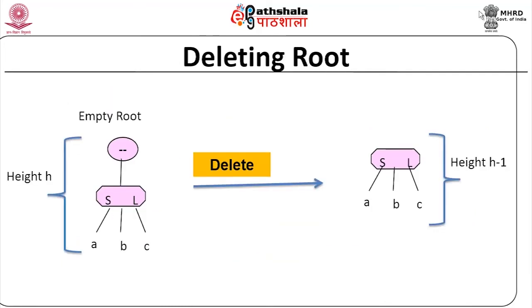So, if it has an empty root, that can happen. If that happens, you just delete the root, but the height will reduce by 1. So, that is the deleting the root. So, you had 3 cases of delete essentially, 1 the leaf, then 1 the internal node and 1 the root.